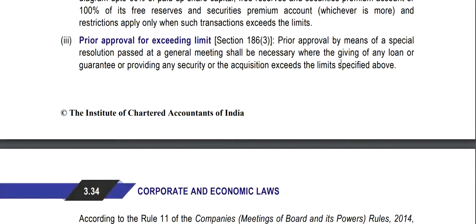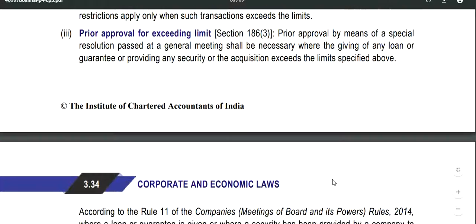Prior approval by means of a special resolution passed at a general meeting shall be necessary where the giving of any loan or guarantee, or the providing of any security, or the acquisition exceeds the limit specified above.